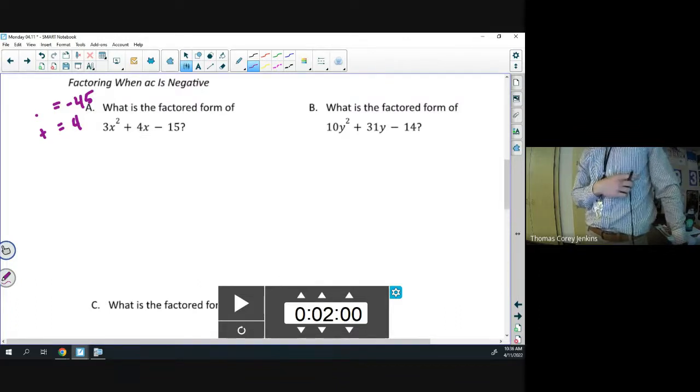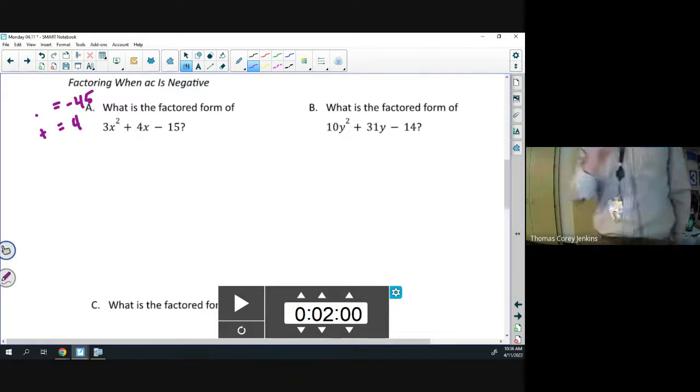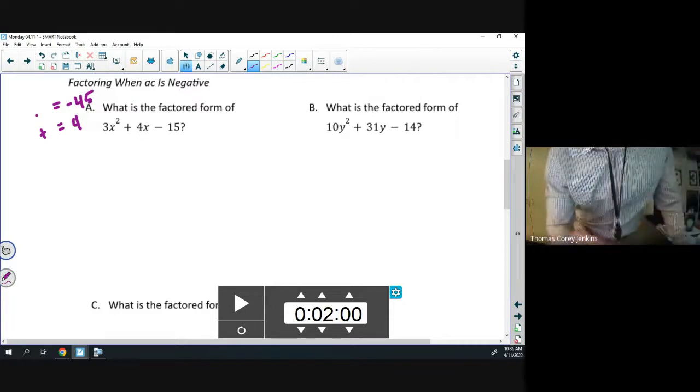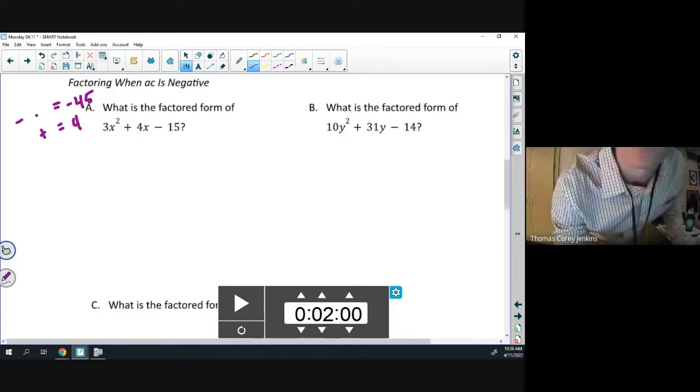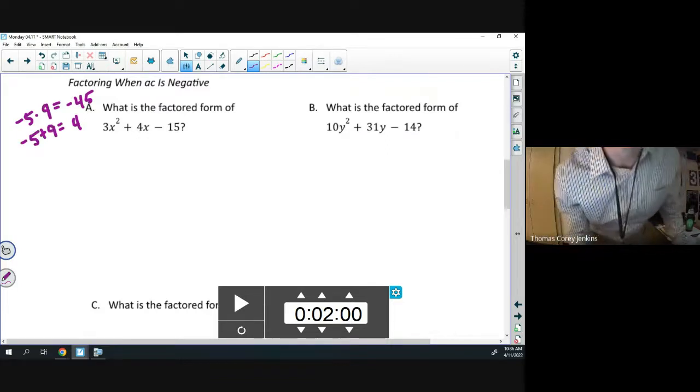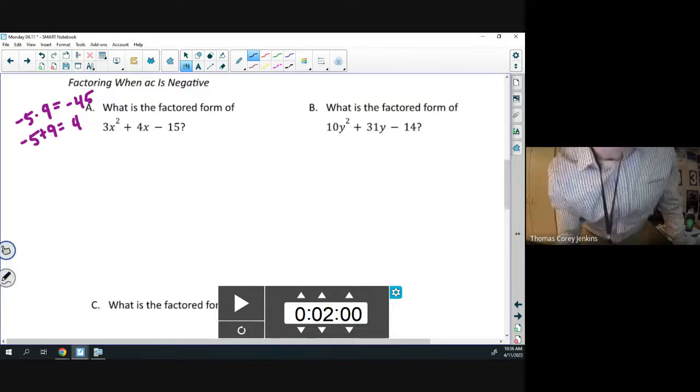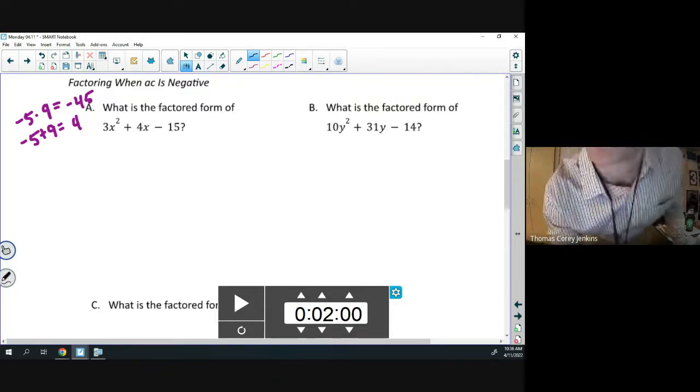Negative 5 and positive 9 would be correct. Actually, sorry. 9 and 5 are correct, but negative 5, positive 9. Yeah. Negative 5, positive 9 are our winning combo. Okay. All right. So once we have that, it should be pretty elementary. Pretty much, you know what to do from there.